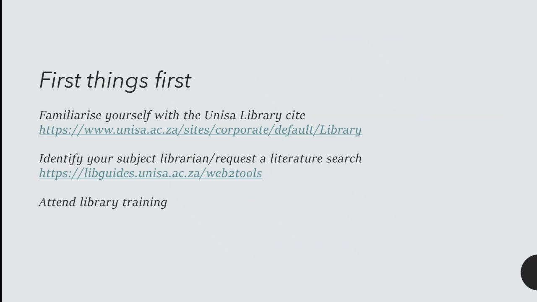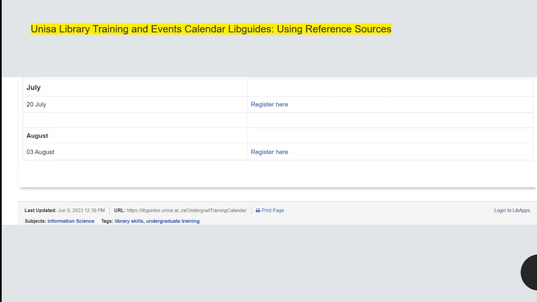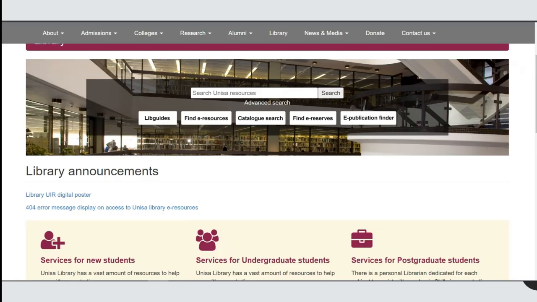So very important to also attend library training. There is library training that carries on all year around, and you will find the specific training events and calendar on the library landing page. What you'll also find in the library pages is something like this, where it gives you library guides, finding e-resources, catalog searches, finding e-reserves, and e-publication finders.